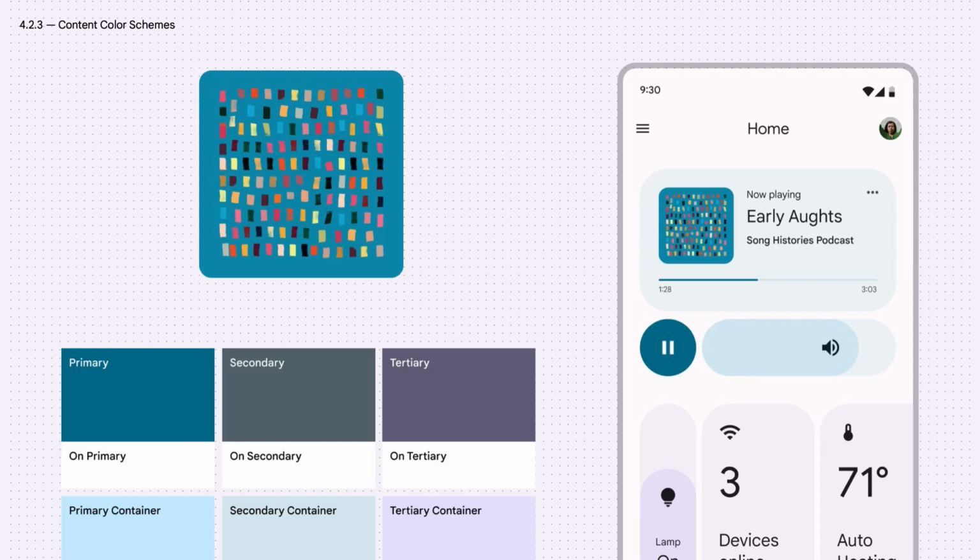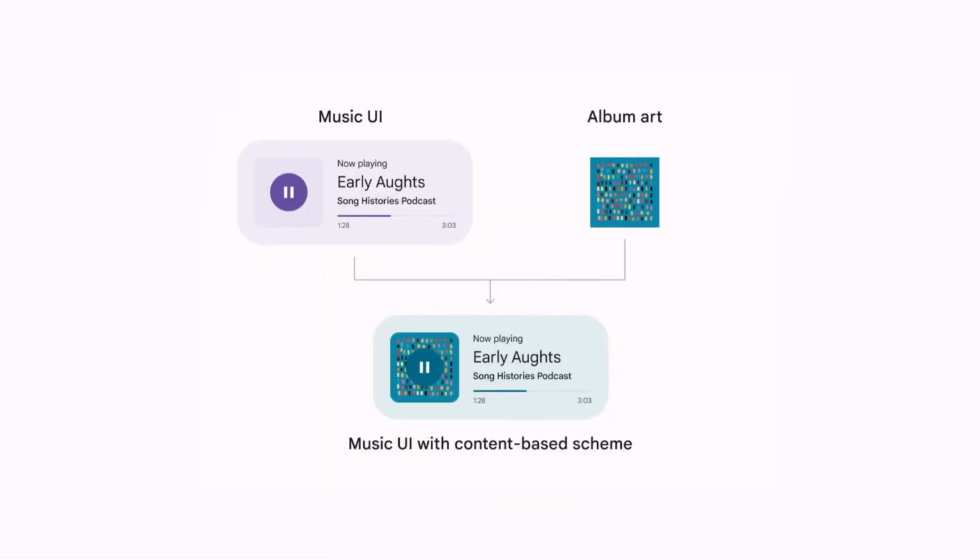This video will cover content color schemes in detail. By the end of this video, you'll understand the difference between content and other dynamic color schemes and know when, why, and how to apply content color in your app. Though apps often contain image content, not all scenarios need content-based color.